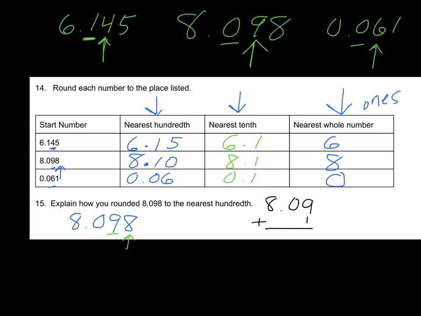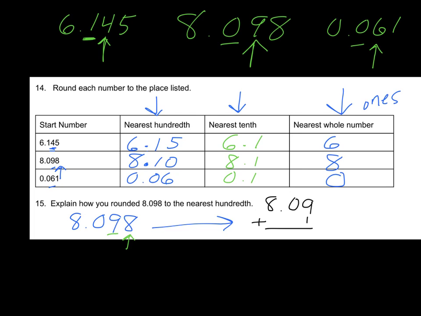And number 15, explain how you rounded 8 and 98 thousandths to the nearest hundredth. Well, first, again, we underline our 9 because that's in our hundredths place, and we look at our 8. The 8 tells us what to do. Since it's 5 or more, we need to raise the score, and now that's where it gets a little trickier. So what I did was, I wrote an addition problem over here to help guide us. So we need to add 1 to that 9.